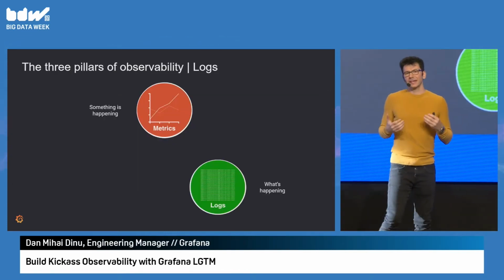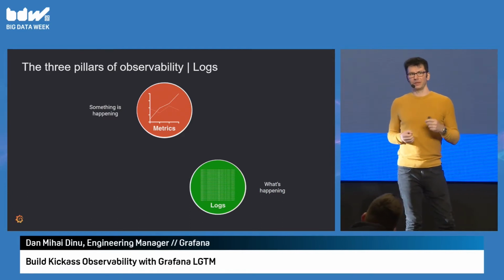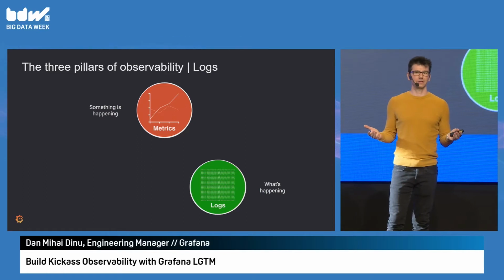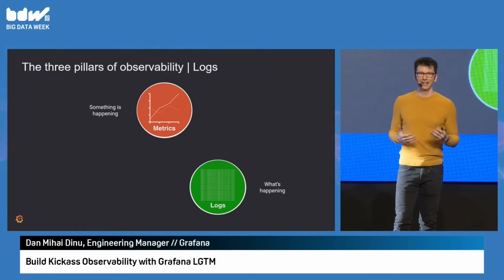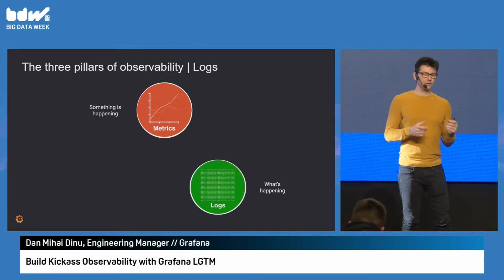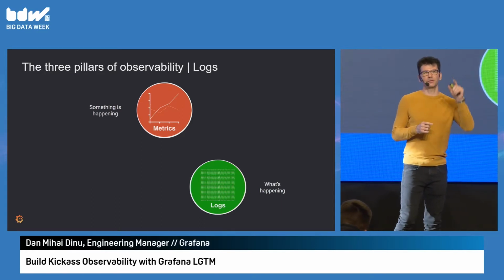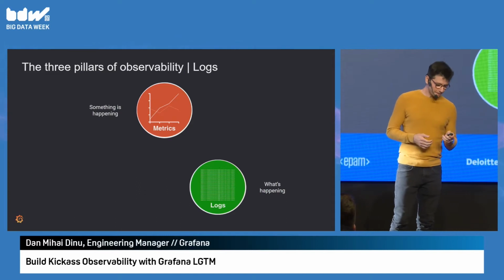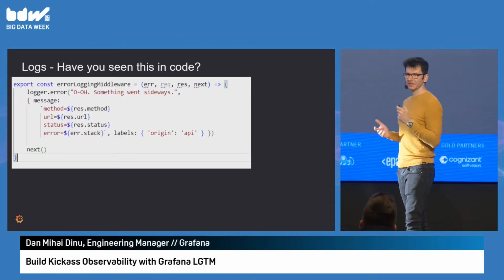You can also get metrics out of logs with Loki. That's even better, because logs, everybody has logs, right? All the applications output logs. Logs usually tell you what's happening, so you can drill down in each of the components and see where the problem is. You've probably seen this in code.